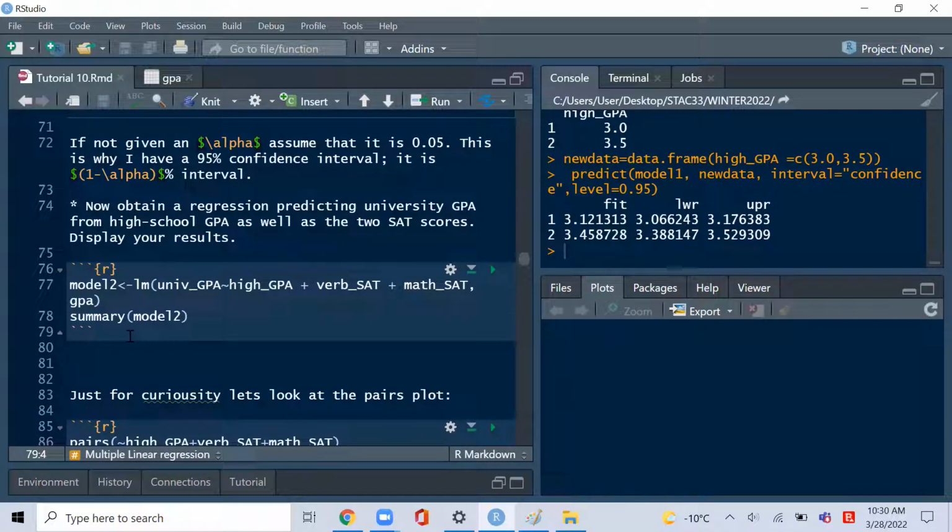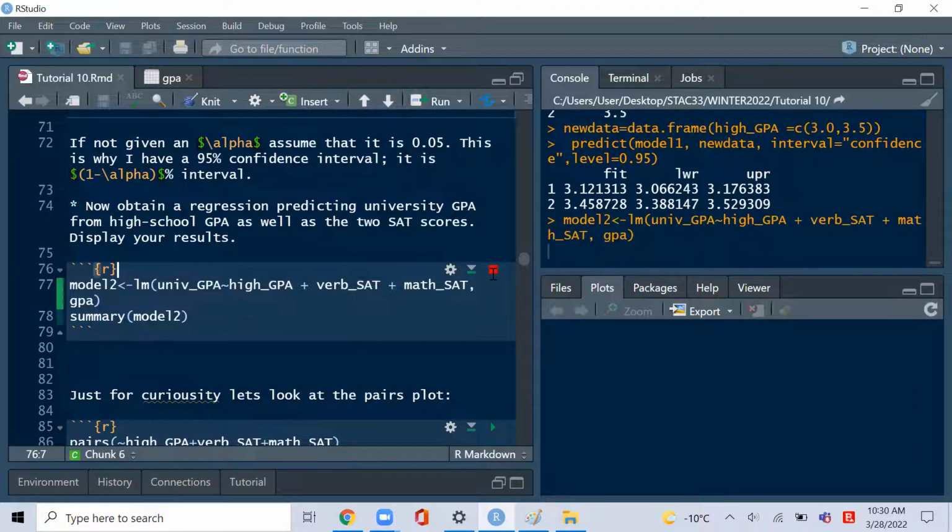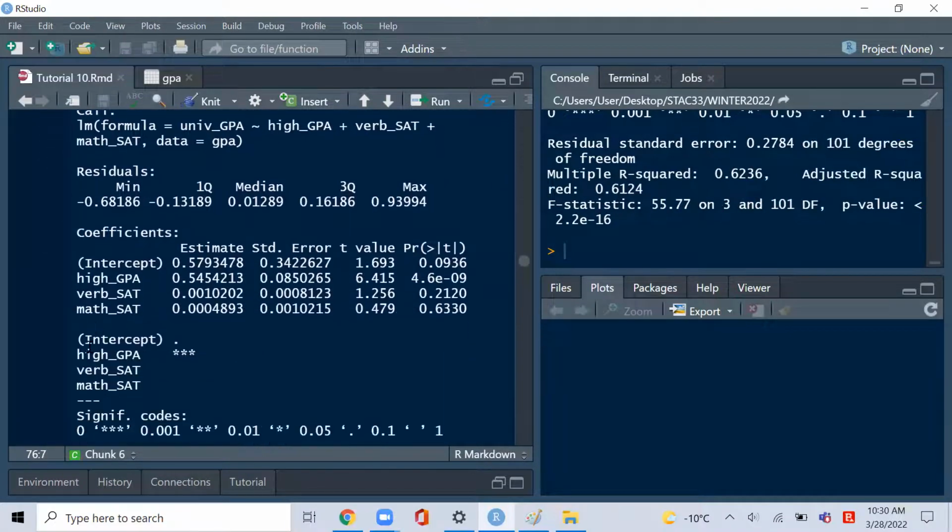Now I'm going to add 2 covariates to the model. Keep in mind that these covariates weren't actually necessarily very significant. If you looked at the original plot, you saw that high school GPA was certainly far superior at tracking university GPA. But if we add these 2 things to the model, you can see that something is funny, right?